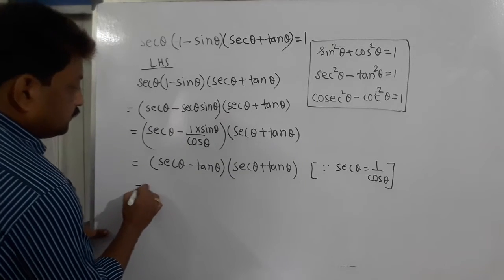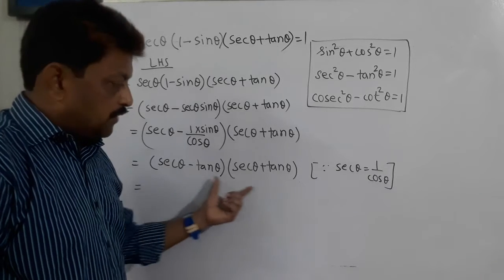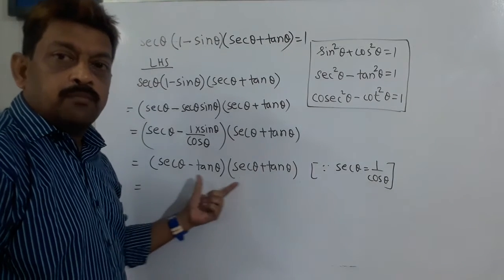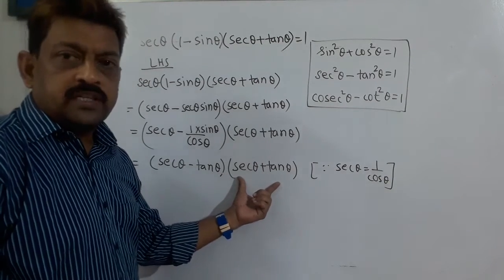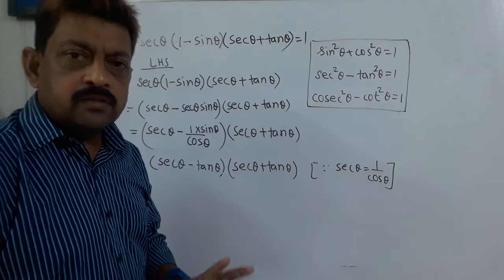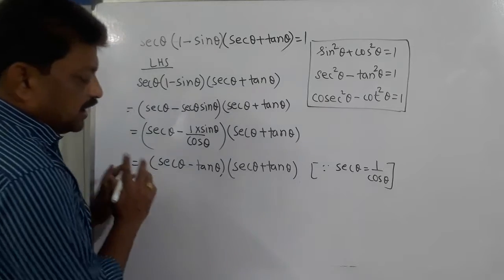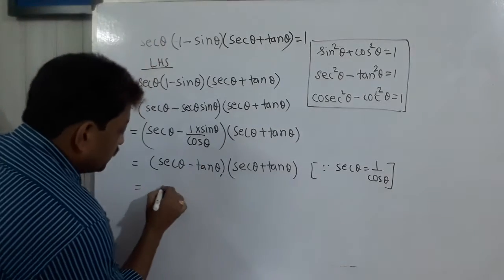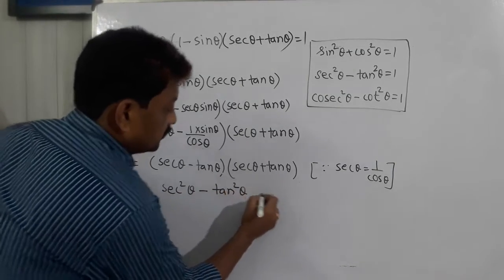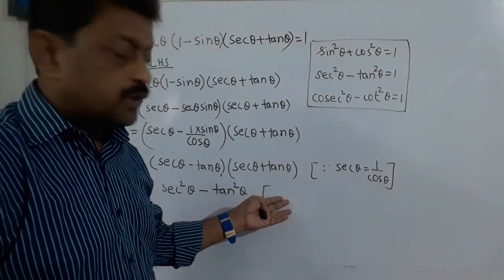Okay, next. Now see this, sec theta minus tan theta multiplied with sec theta plus tan theta. It is in the form a minus b multiplied with a plus b. So what is a minus b multiplied with a plus b? That is a squared minus b squared. So what is a here? A is sec theta and b is tan theta. So a squared minus b squared means sec squared theta minus tan squared theta. You can write the identity which you have used here also, if you think so.